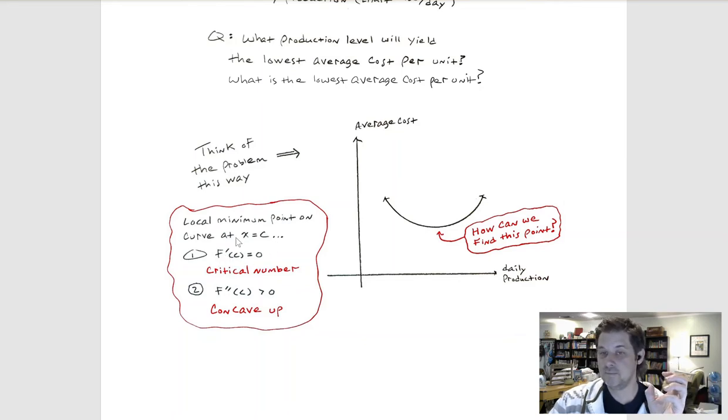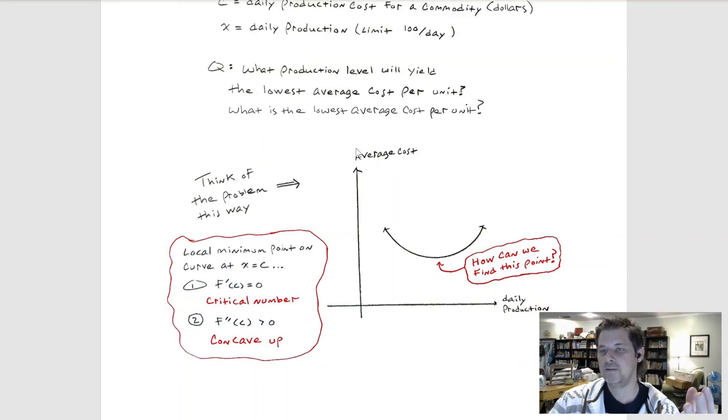That means this number here is a critical number. And if f double prime of c is greater than 0, that means that the curve is concave up at the critical number. The combination of those two things, there being a critical number at the point in question and the curve being concave up, translates to there being a local minimum. So that's all we've got to do.